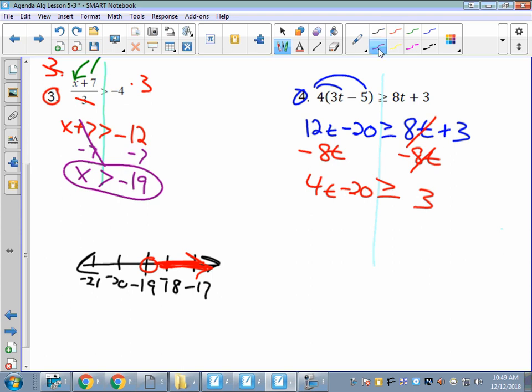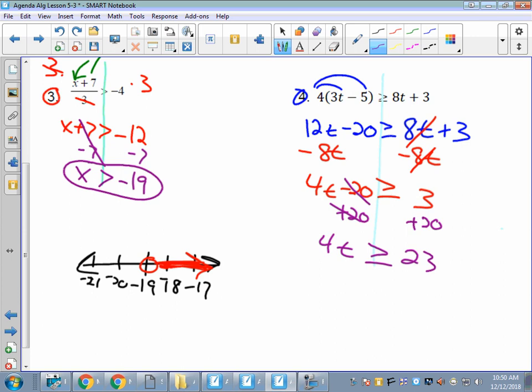Now, again, I've got variables on the left. I want to get my numbers over to the right then. So I'm going to add 20 to both sides. I know over here that's going to cancel this out, so I'm left with just 4t. On the right-hand side, I've got 3 plus 20 is 23. Didn't have to do any flipping there.